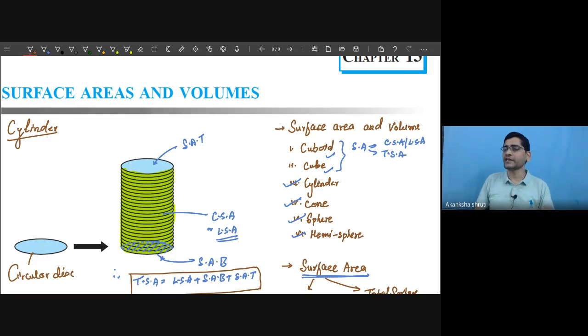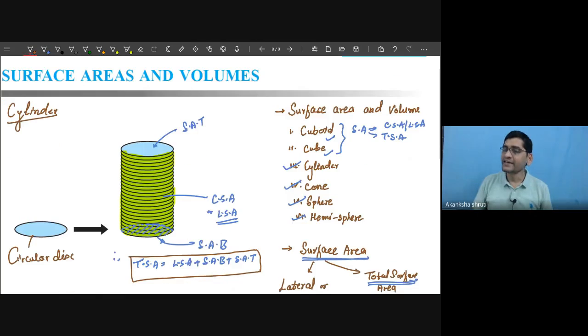Like if you are taking a circular plate where you are eating or taking the food, the base of that is also a circular disc. But if you are just taking a ring or a bangle, that is formed just a circle. So that difference we have to understand. Now when one disc is placed over another, that leads to formation of cylinder.